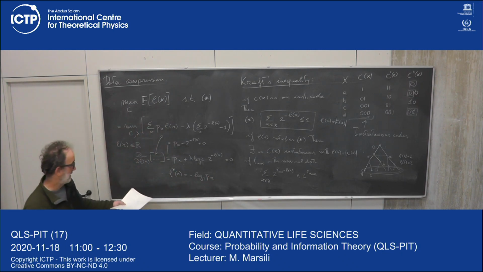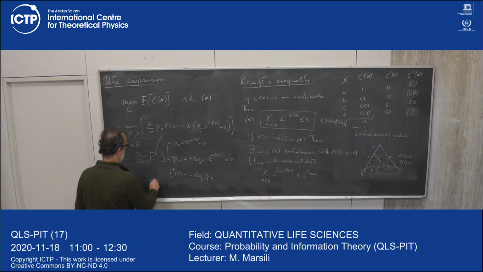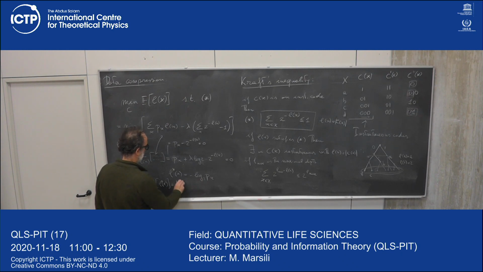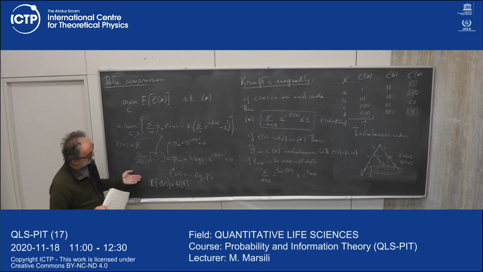Okay, and now if you take this equation, then you find that the expected value of the length of this code is actually equal to the expected value of minus log of the probability of x, which is exactly equal to the entropy H of x.